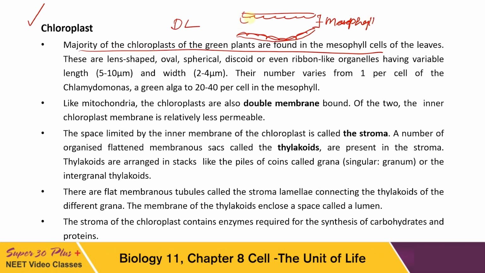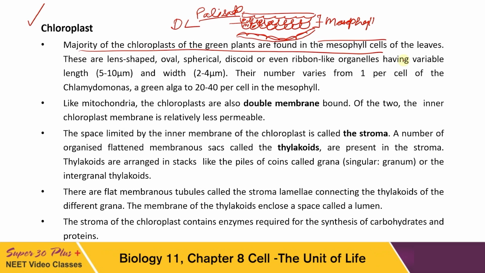Especially the layers of the mesophyll which are towards the upper epidermis are elongated cells, and what we used to call, can you recall? That is known as palisade parenchyma. And this palisade parenchyma has a huge number of chloroplasts which will help in photosynthesis. So it is found in mesophyll cells of the leaves.